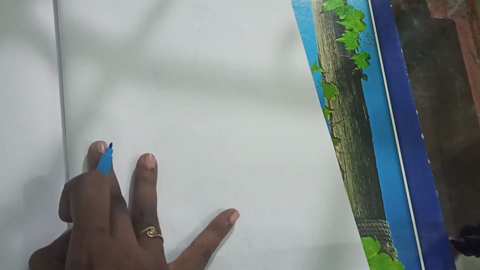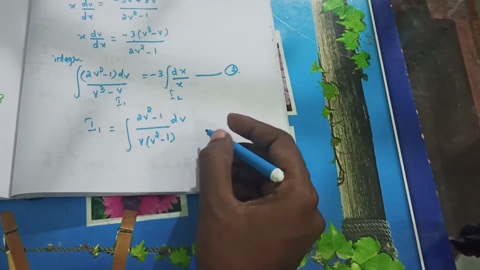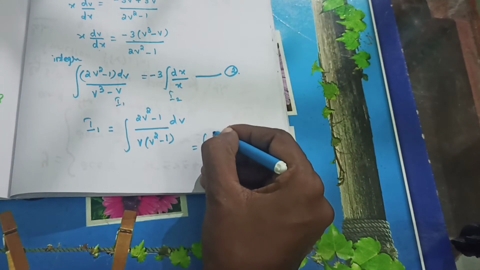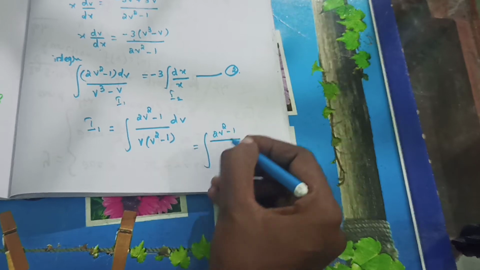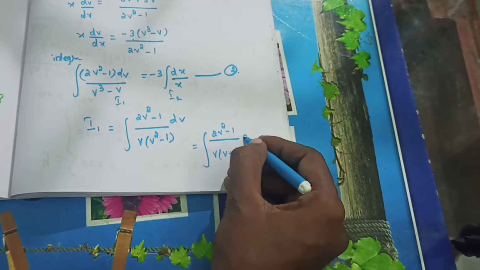Listen. We are going to split it in partial fractions. How will you write? Three factors are there, so a by v, and v square minus 1, how will you write? A plus b. If you need, you can write one more step: that's equal to the integral of (2v square minus 1) divided by v into (v plus 1) into (v minus 1), since a square minus b square.